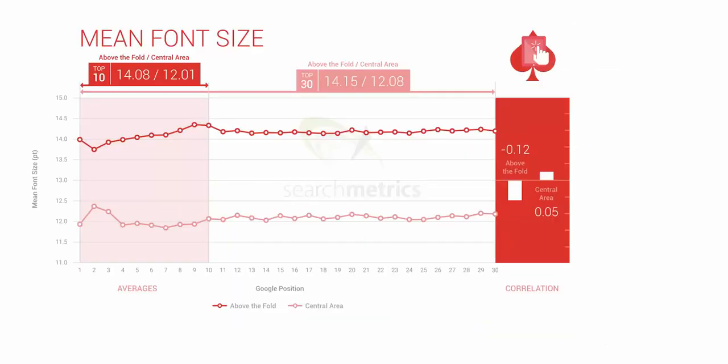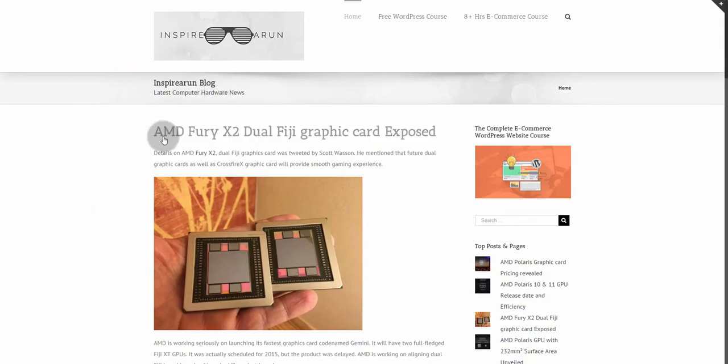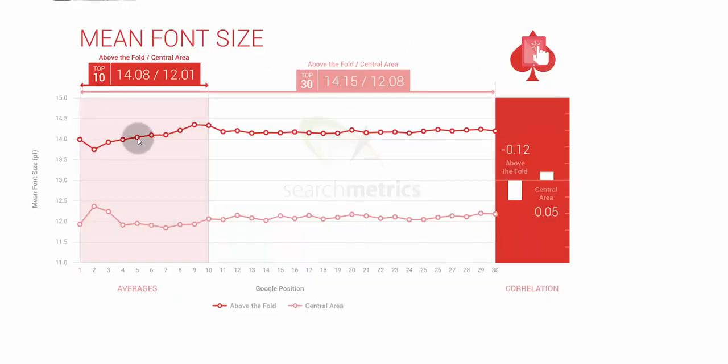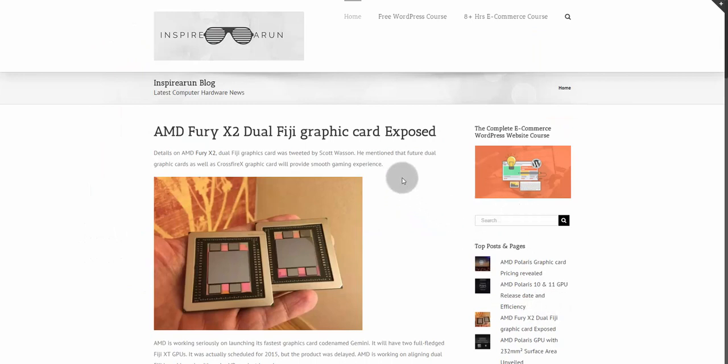So let's come to the Searchmetrics research. In the above the fold region, the mean font size is 14 points or 14 pixels. This includes the header, the navigation bar, and headings. Also, you can see that the central or body area of the website's mean font size is 12 points or 12 pixels. This central area includes the sidebar and also the body or content of the website.